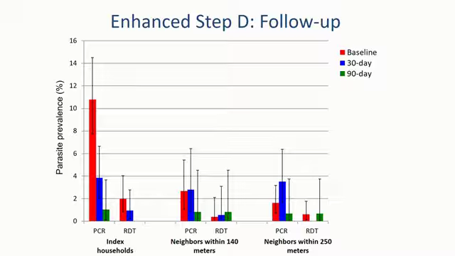If you look at the RDT results for the same households, you would get the impression that you had achieved elimination. However, this nice pattern we do not see in the neighboring households within 140 meters or 250 meters. We don't see that marked reduction in parasite prevalence by either PCR or RDT. So these patterns, we're still trying to tease apart what's going on within those households.